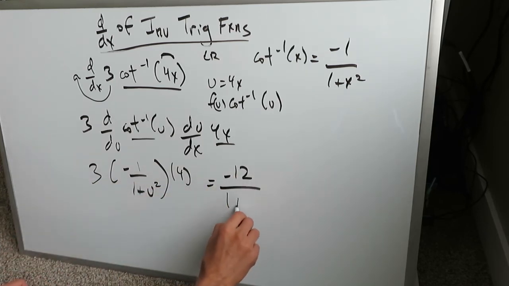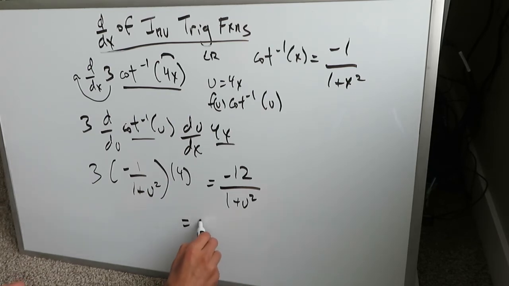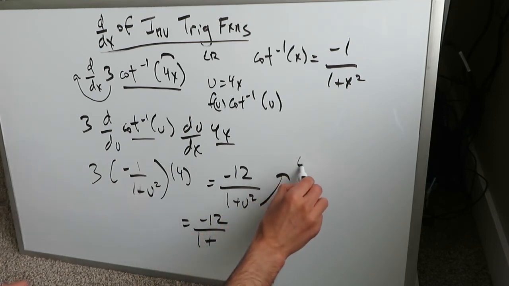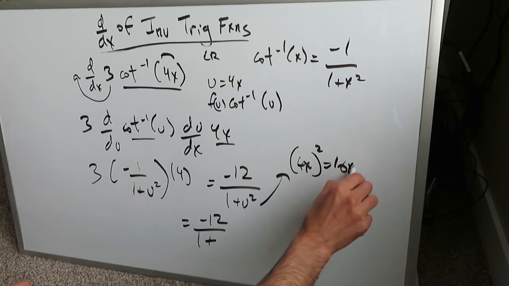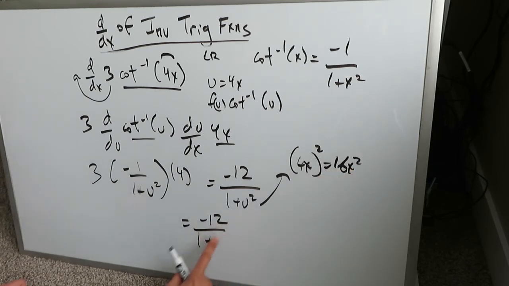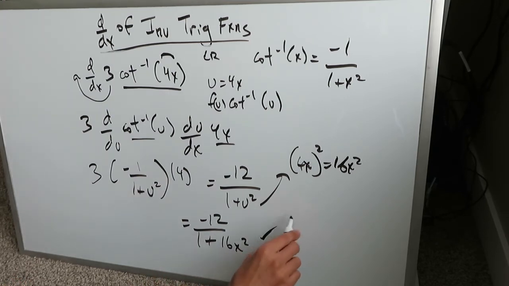And here on the bottom you get 1 plus u squared, but you have to resubstitute back what u was. What was u over here? It was 4x, but it's 4x to the power of 2, which is 16x squared. So you'll get minus 12 over 1 plus 16x squared, and this right here would be your final answer, and you would be good with this final answer.